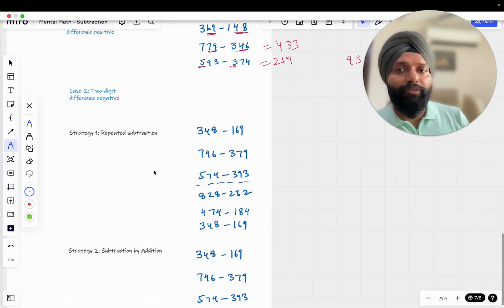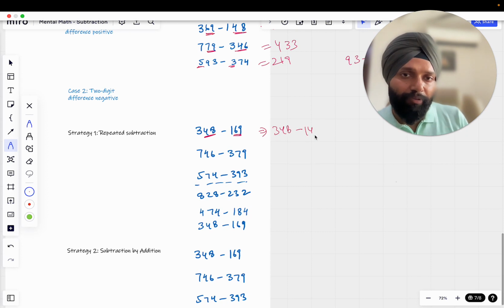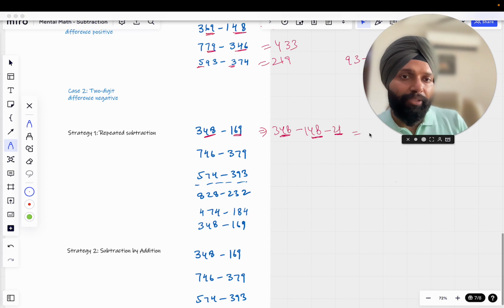Now if the two digit difference is negative, so essentially we have these two digits smaller than these two digits, now things are a little complex. So you can do repeated subtraction, which means 348 minus 148 minus 21. So 169, I've broken it down in a way that the unit digit and tens digit are the same now, and then whatever remains, 21 remains. So this becomes 200 minus 21, which is 180 minus 1, which is 179.